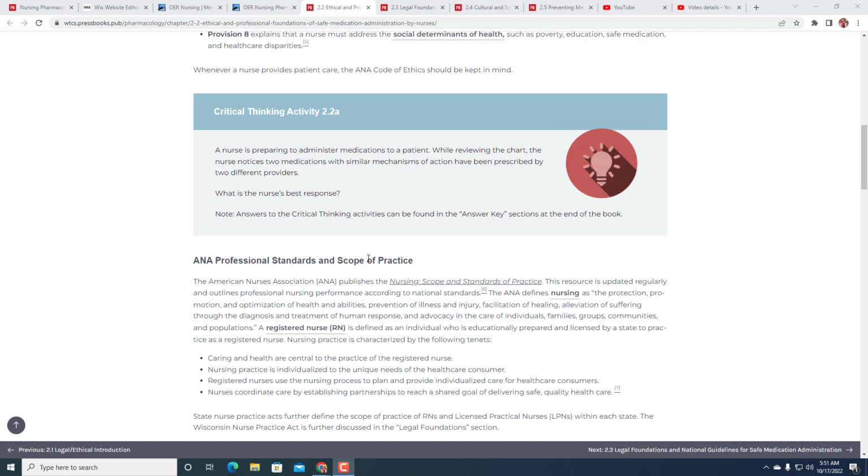So when you look at two medications with similar mechanisms of action, for example, maybe both of them reduce heart rate, well, we could make the patient bradycardic, or both increase heart rate and make them tachycardic. And so the first thing is to clarify with both providers, letting them know that we have this duplicate, because they may not know that the other person's doing it.